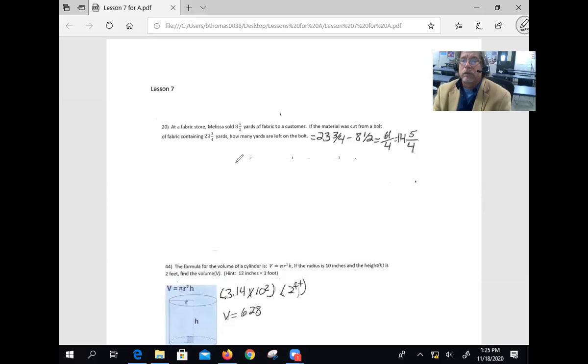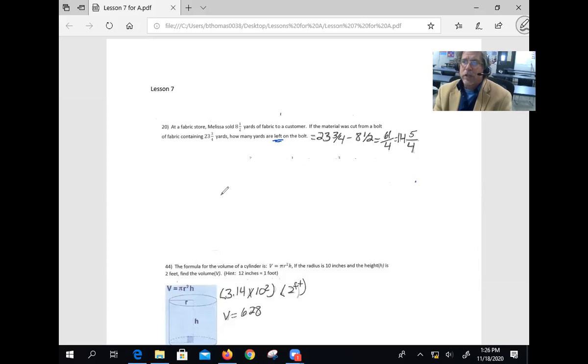Let's see. So this is now lesson 7, a few questions off of here. At a fabric store, Melissa sold 8.5 yards of fabric to a customer. If the material is cut from a bolt of fabric containing 23 3/4 yards, how many yards are left on the bolt? So what you picked up on is, this is a subtraction problem. So 23 3/4 minus 8 1/2. And when you put that in the calculator, it looks like your calculator gave you 61/4.